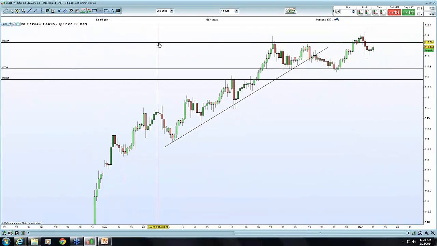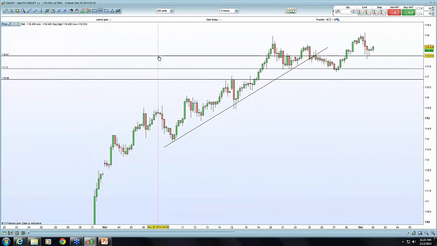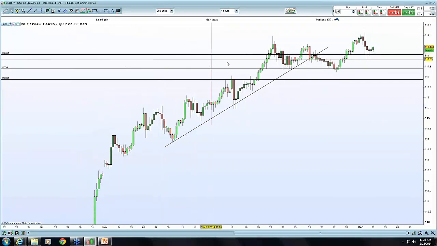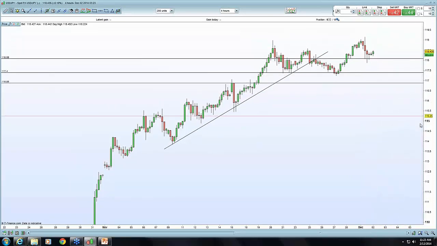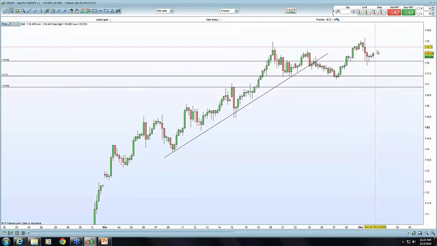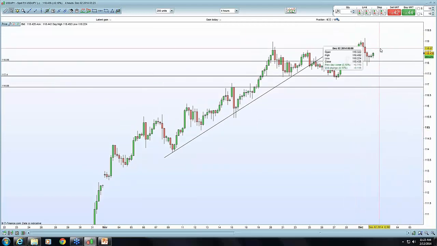So, first level to look at on dollar yen is around this level here, 118. Okay, it's a support level. It was respected once. I'm not sure whether it can make a push to a new high from here. But basically, we're looking at 118, if not back to the 117.50 level.